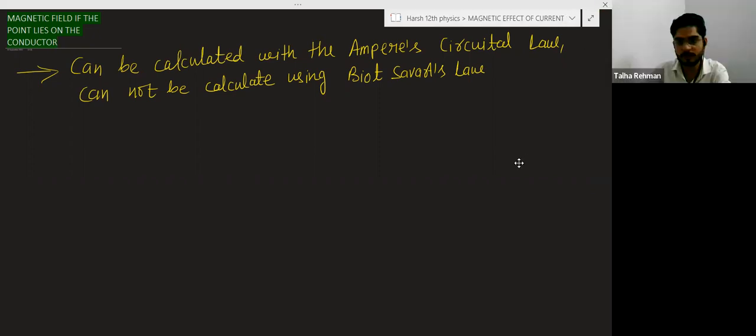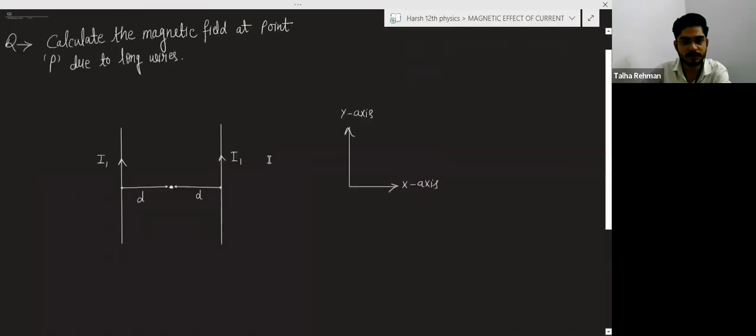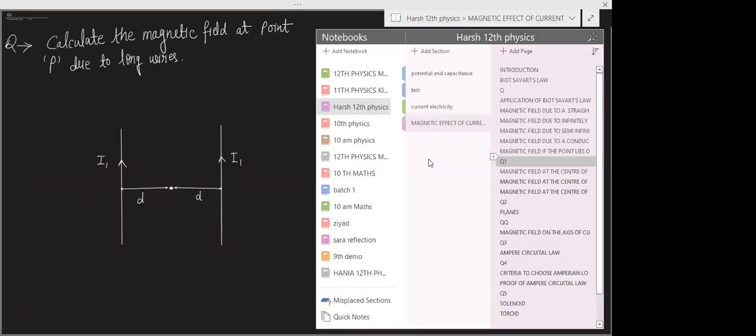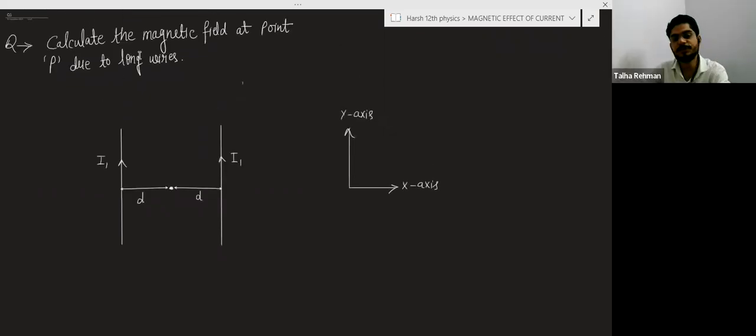So the question part we have now. This is the first question. Here is only one question. Calculate the magnetic field at point P due to the wires. Just write the question. This question is again a very simple question.